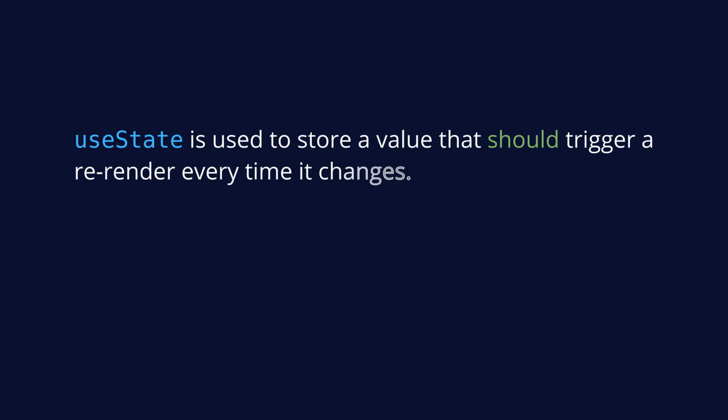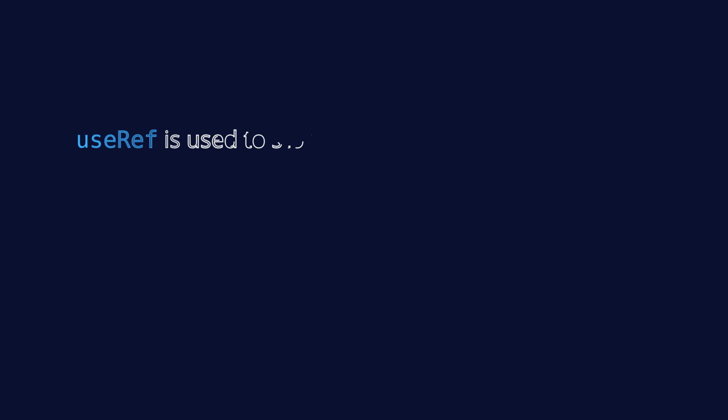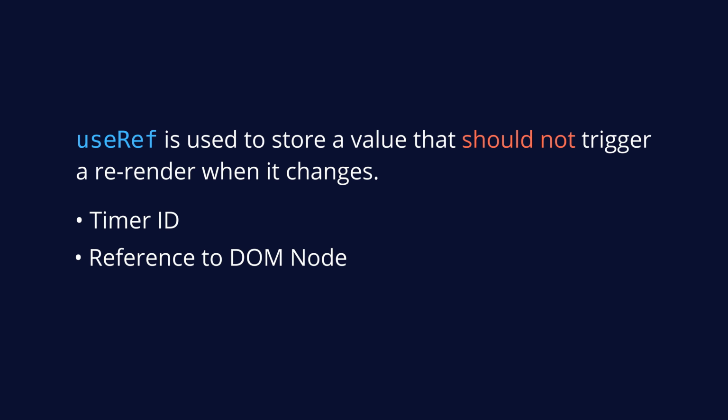You might be wondering when to use useRef as opposed to useState. useState is used to store a value that should trigger a re-render every time it changes. For example, an input field value or data fetched from the server. useRef, on the other hand, is used to store a value that should not trigger a re-render when it changes. For example, a timer ID or a reference to a DOM node.